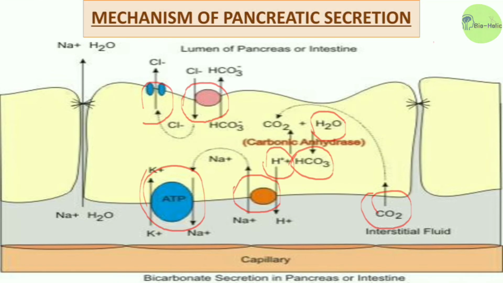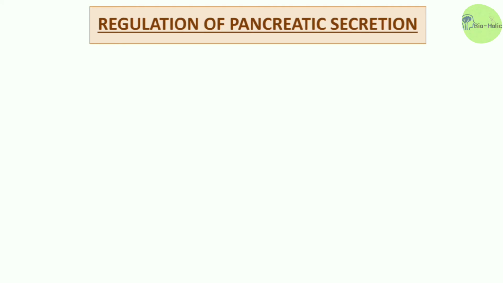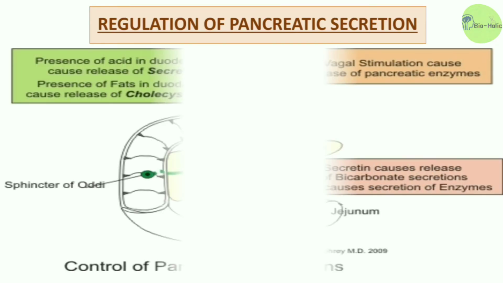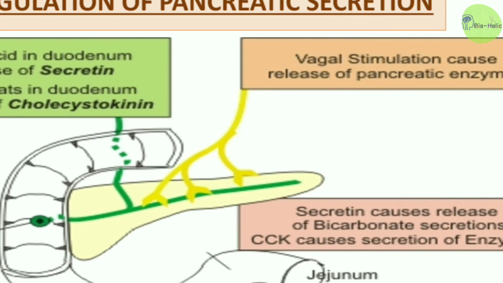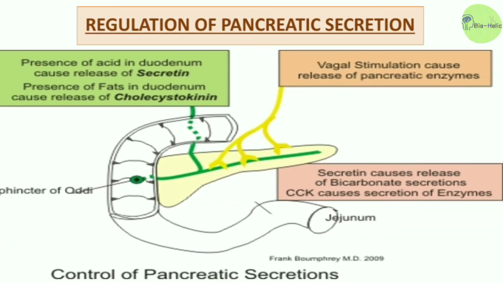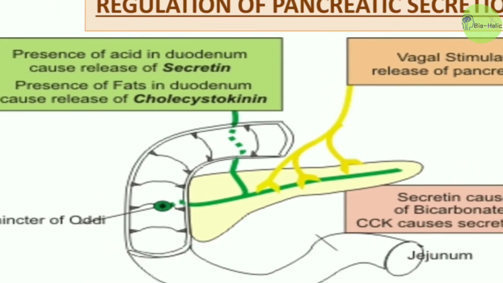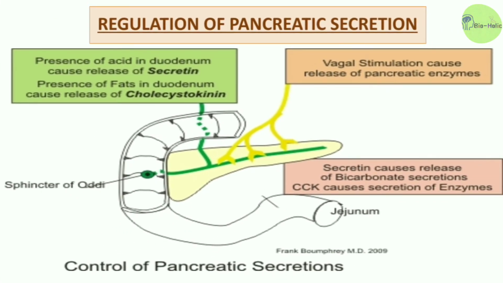Now let's talk about the regulation of pancreatic secretion. Both neuronal and hormonal mechanisms are involved in the regulation of pancreatic secretion, with the latter playing the predominant role. The neuronal regulation is mainly vagal stimulation that causes release of pancreatic enzymes, and hormones like secretin and cholecystokinin also play a major role in the regulation of pancreatic secretion.